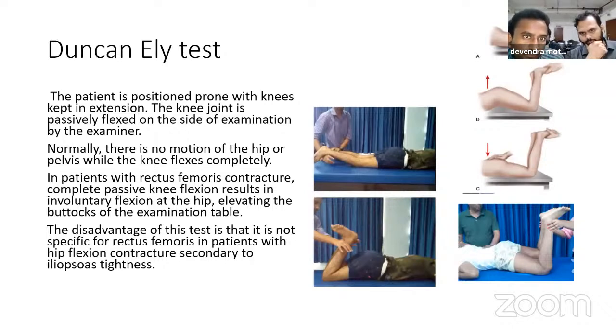The patient is positioned prone with the hips kept in extension. The knee joint is passively flexed on the side of examination, and normally there should be no motion at the hip joint, and the pelvis should not rise. But if there is a rectus femoris contracture, passive knee flexion causes that side of the pelvis to rise. The disadvantage of this test is that it is not specific for rectus femoris in patients with hip flexion contracture secondary to iliopsoas tightness.